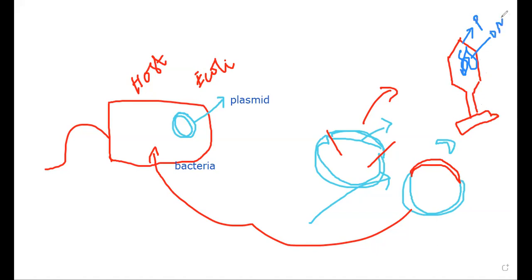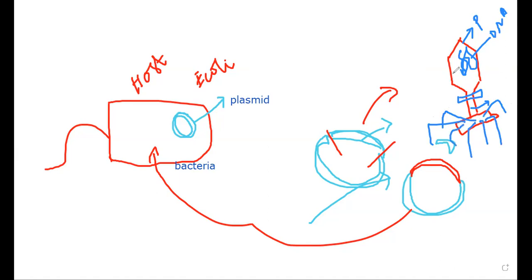This one is called DNA. And in this area, this position is called the collar, otherwise called the neck. This is the body part. This is the base plate. Here there is a hook-like structure. This is the entire structure of the bacteriophage.